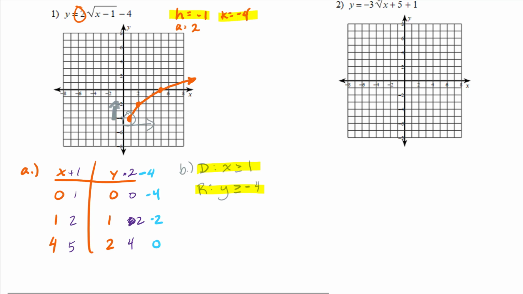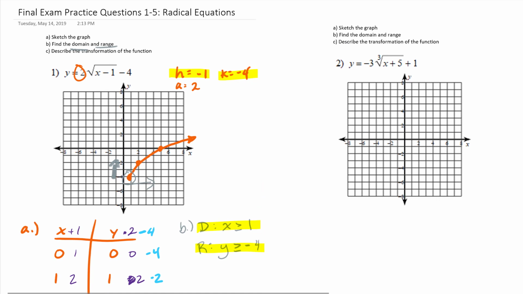The next thing that we can look at is part C, and that's where we have to describe the transformation of the parent function.